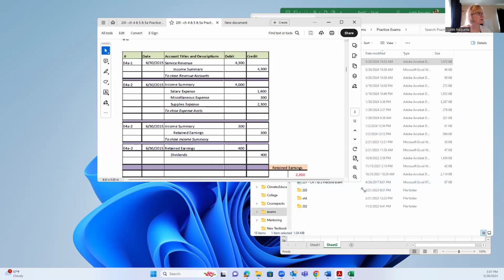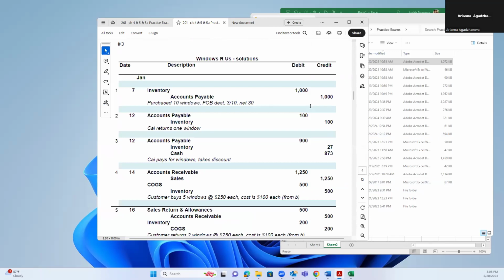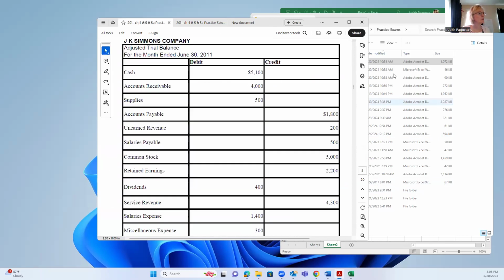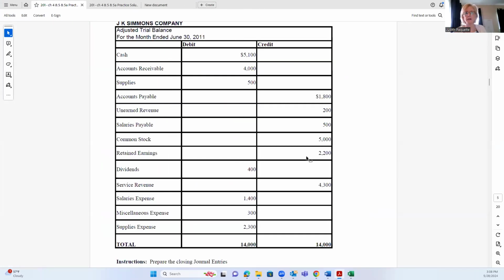So let's take a look here. Okay. So when you, let me go back to here. I'm gonna magnify this. Can you guys see the trial balance? Yes. Okay. So when we close all the accounts below retained earnings, we leave the balance sheet accounts, and that would be assets, liabilities, stockholders' equity, which includes common stock and retained earnings. But everything below retained earnings gets closed.